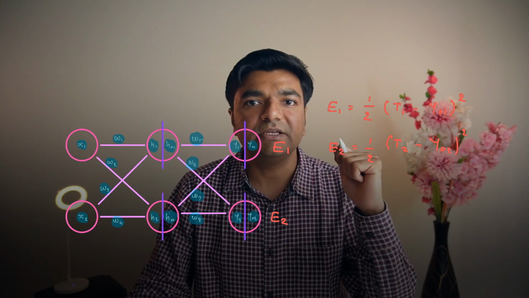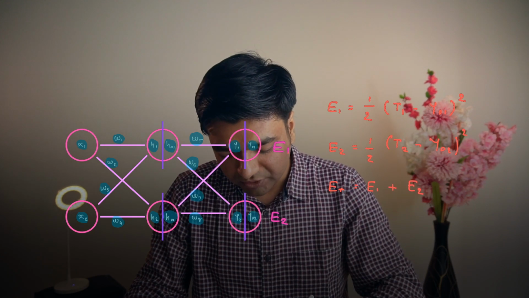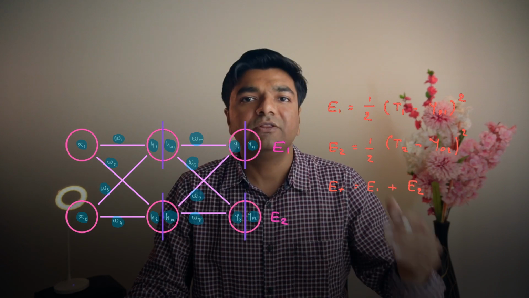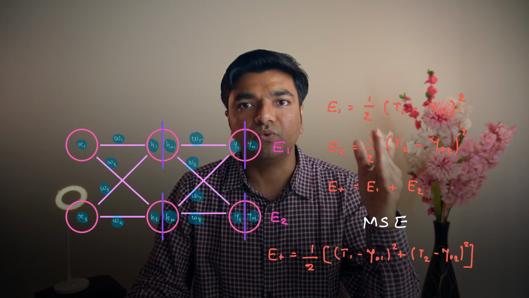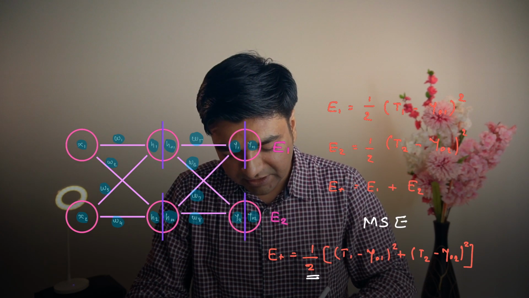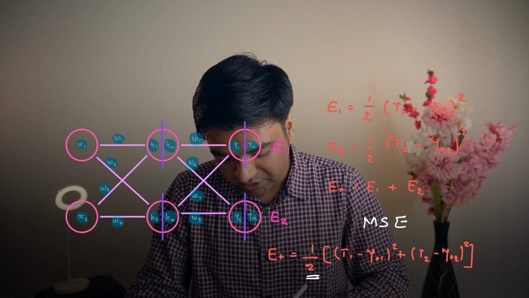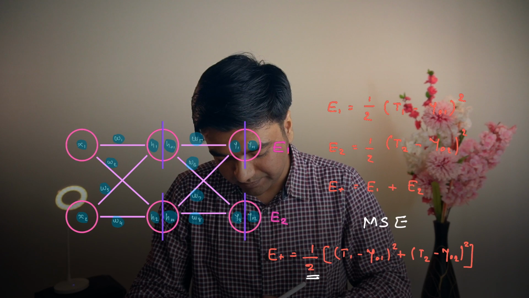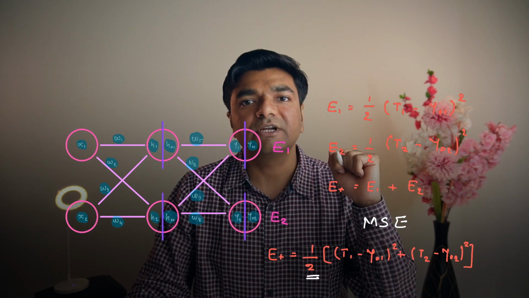The total error Et is equal to E1 plus E2. And Et is also known as the cost function. This cost function is mean squared error. That's why it is divided by 2 to average out. Here Et is equal to 1 upon 2 of (T1 minus yo1) square plus (T2 minus yo2) square. That's how the total error is calculated. This was the second step.